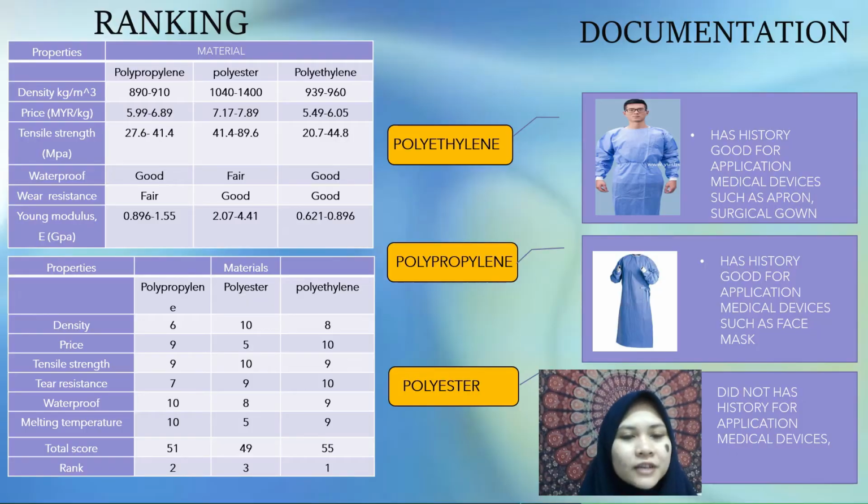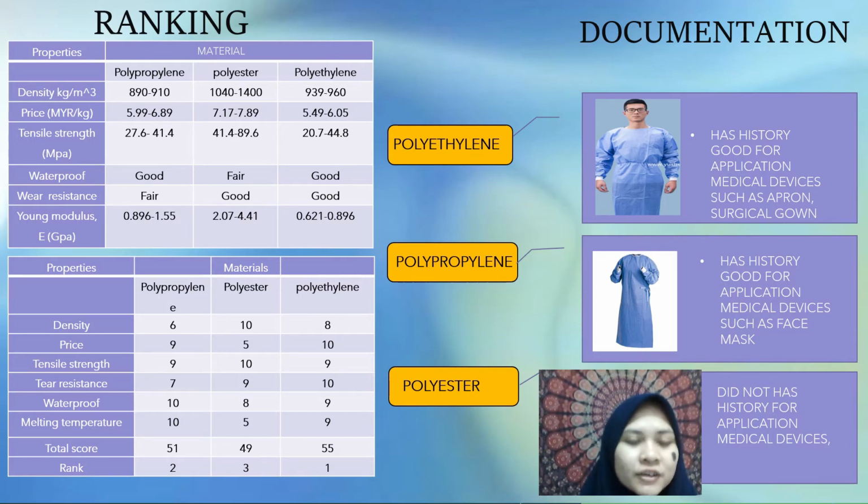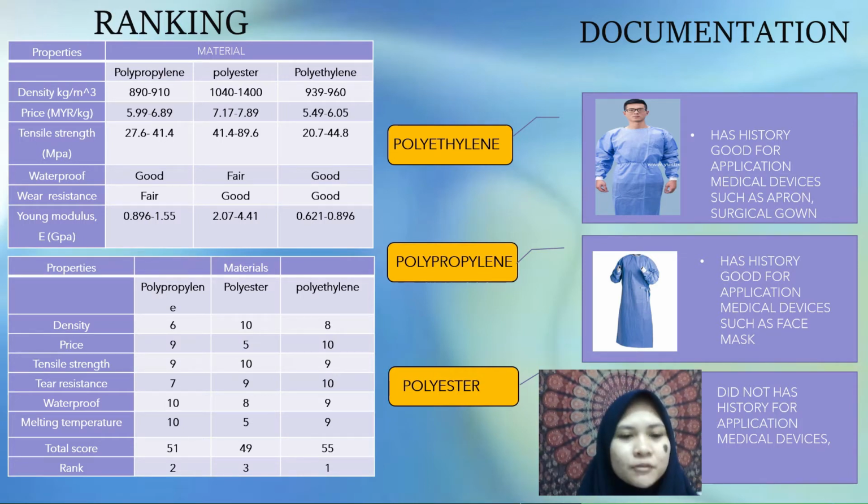The next step is ranking. The material property values that we get from CES can help to rank each material. So polyethylene gets the highest score, which is 55, with the cheapest cost, good tensile strength, high resistance, and light weight. These 3 materials proceed to the last step.